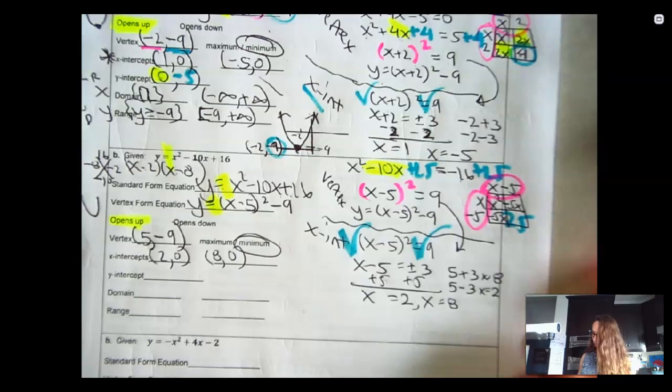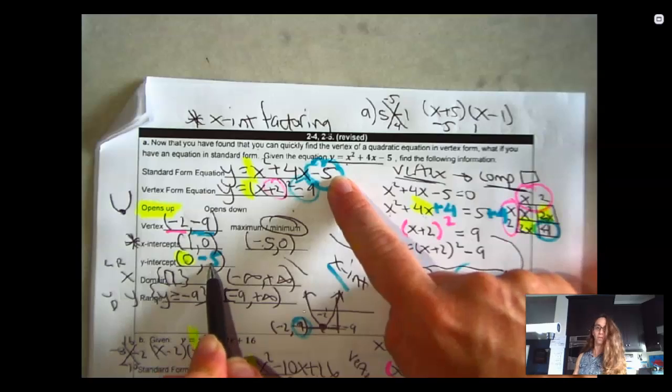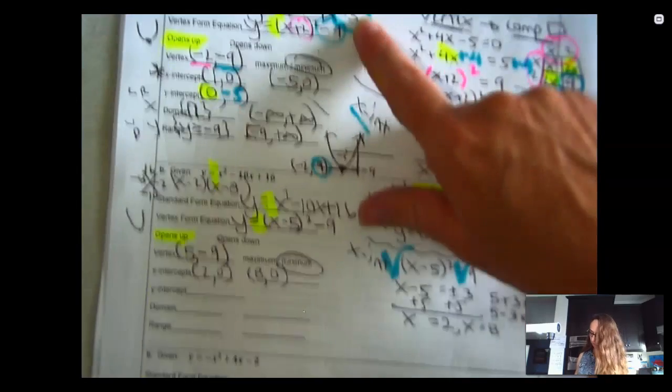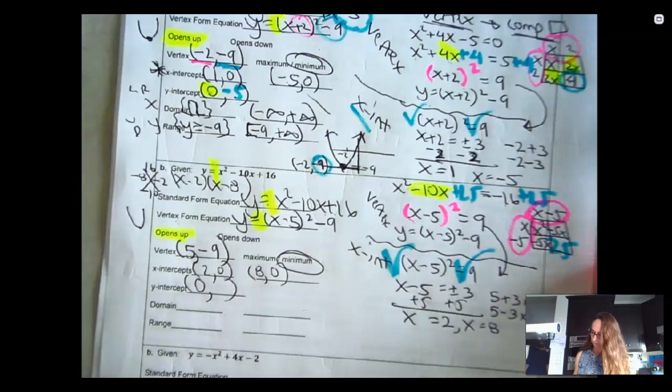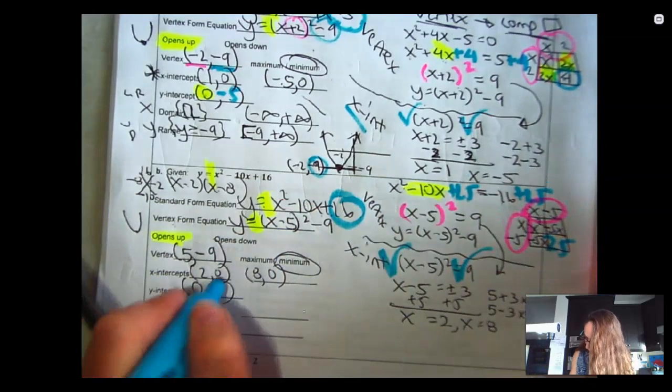The y-intercept. Let's see, this was blue. What's blue here? Aha, negative 5. So in standard form, it's that last number. Let me put that 16 in blue so it matches up.